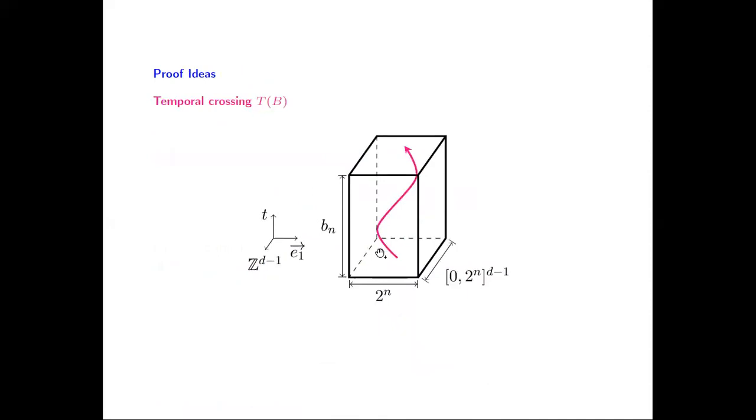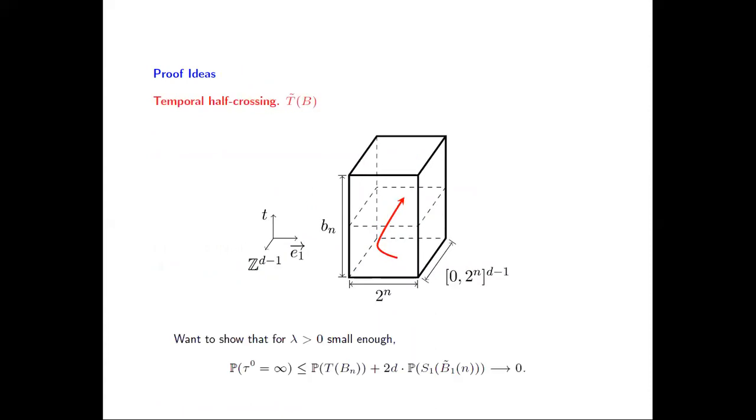For this box, you have many estimates that you have to do, 4 estimates. In fact, 2: temporal and space.